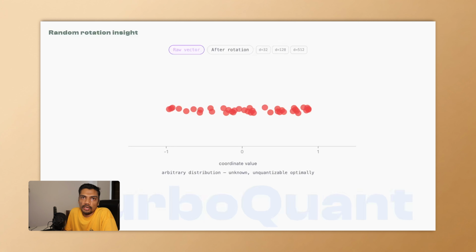And since we want a data oblivious algorithm that works without seeing the data first, we can't design a custom quantizer for each input. So the TurboQuant solution is we randomly rotate the input vector first. Here's why it's brilliant.